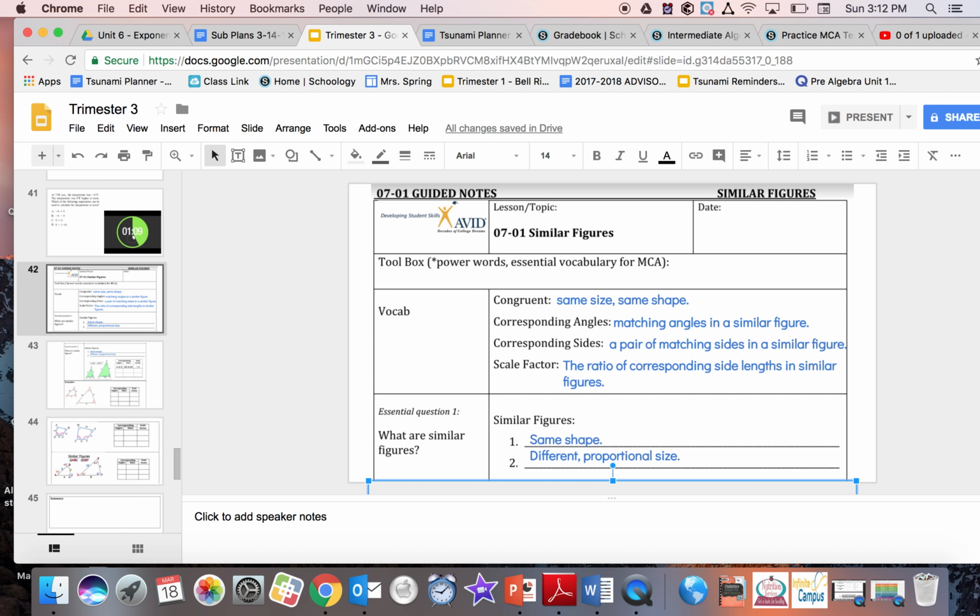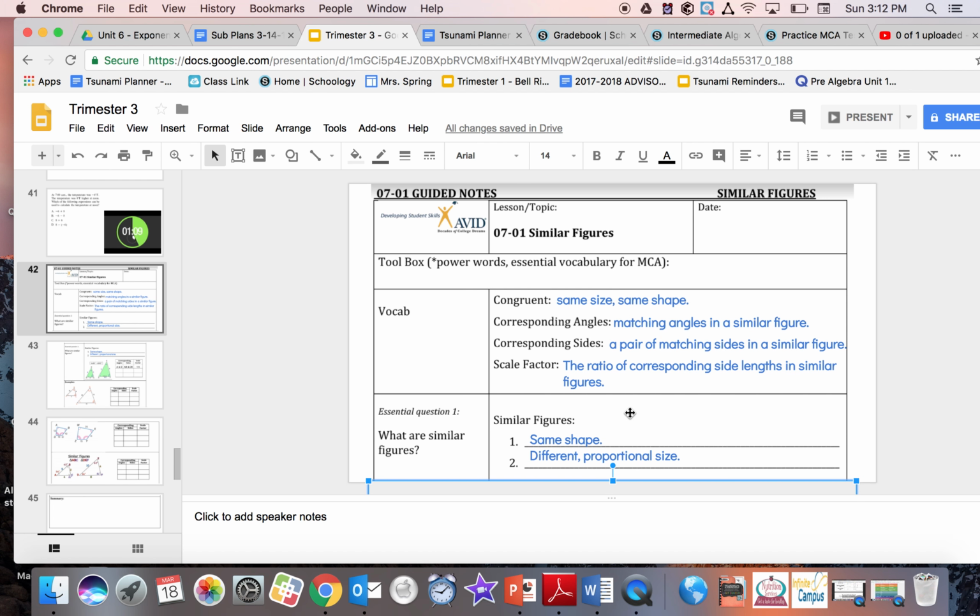Similar figures are not congruent. Congruent figures, remember, they are exactly the same with the same size and same shape. The difference here is that similar figures are still the same shape, so they look alike, but they are different sizes, and their side lengths are proportional.